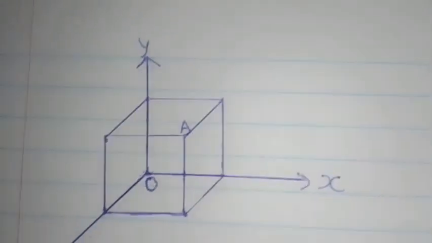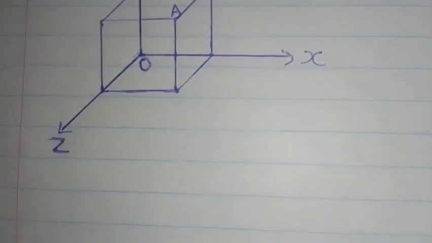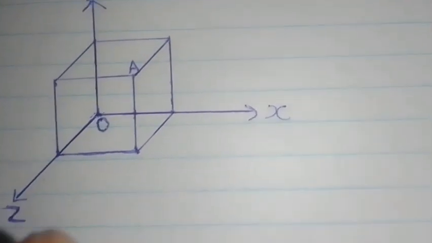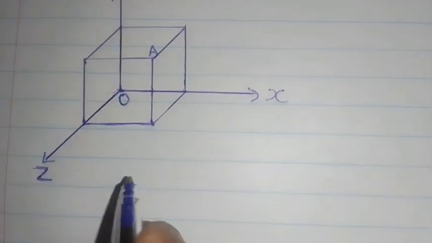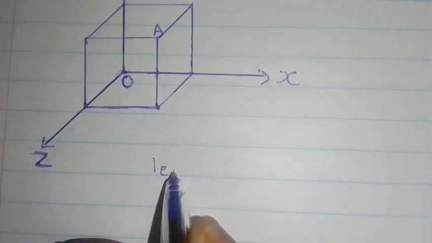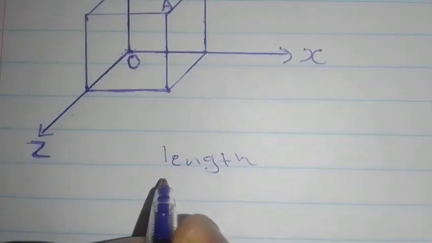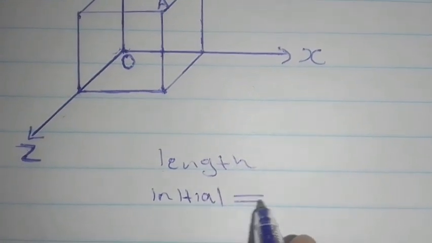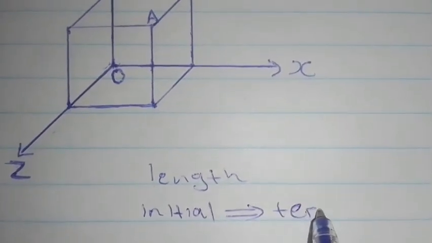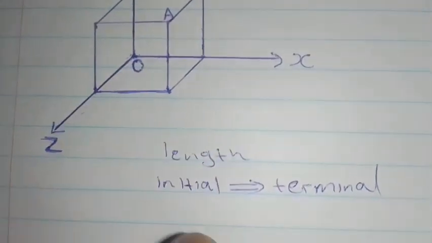Okay, so in this video I'm just basically going to talk about lengths of vectors and how you find the length of a vector. The length of a vector will basically just be the distance from its initial point to the terminal point. That will just be the length of a vector, right?